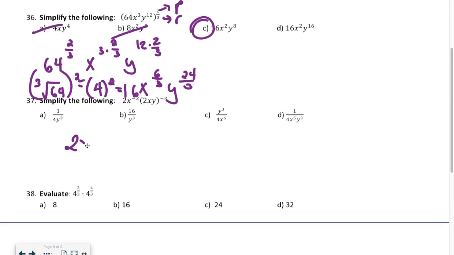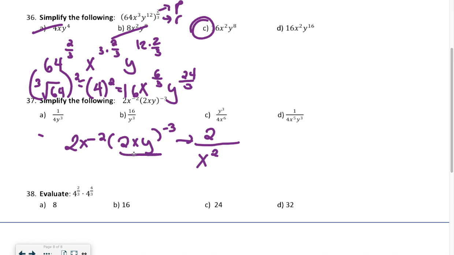We want to eliminate any negative exponents always by putting that portion where the exponent is attached to in the denominator. The 2 is not attached to the exponent, so it can stay where it is, but the x squared is, so I'm going to put it in the denominator. This whole thing is attached to the negative 3, so that will also go in the denominator to allow it to become positive. This is 2 over x cubed times, now each piece gets raised to the power.